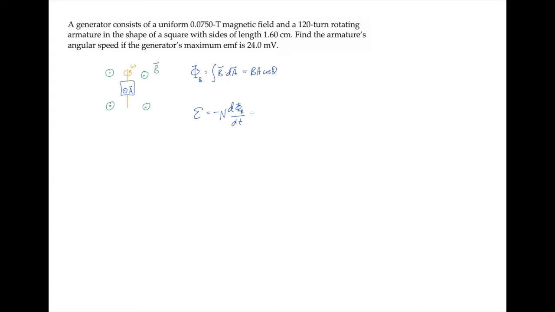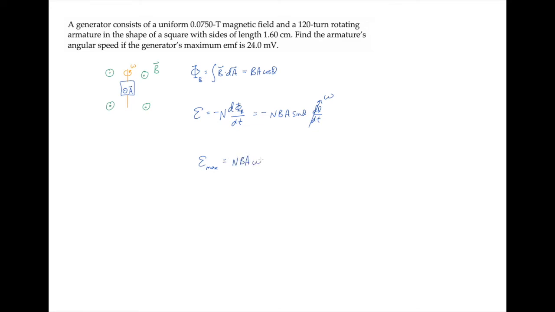So we can calculate the time derivative of the flux using the chain rule. It equals minus NBA sine of theta times d theta dt, which is the angular speed omega we're asked to calculate. The maximum value of this EMF occurs when sine of theta equals -1, canceling the negative sign and maximizing the function. So the maximum EMF is NBA omega.